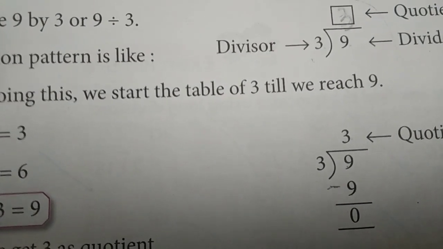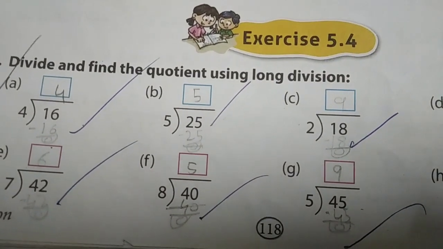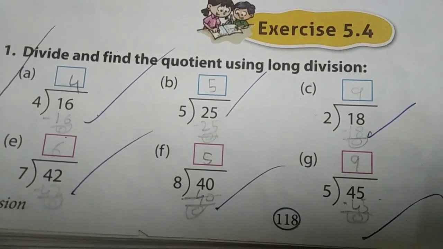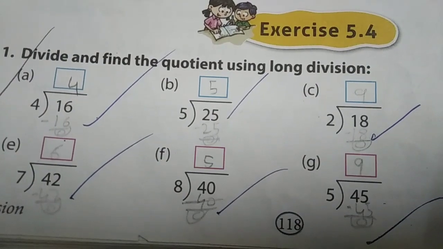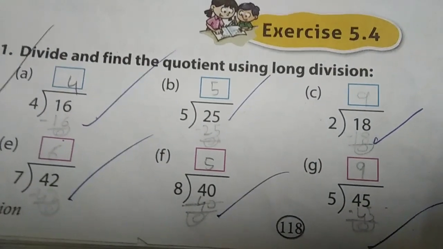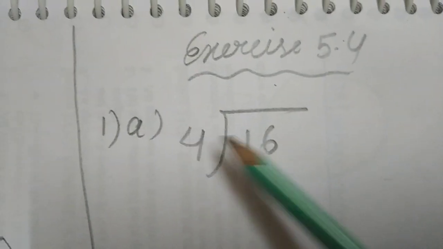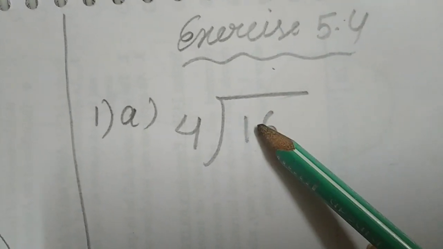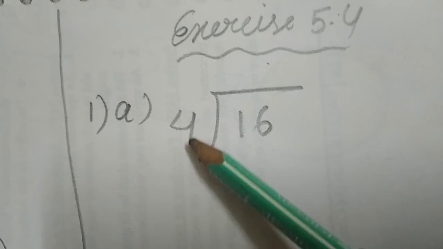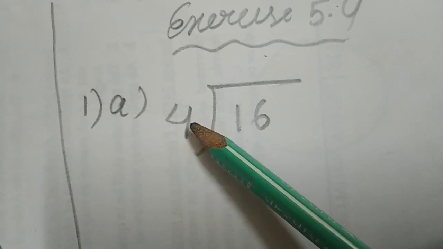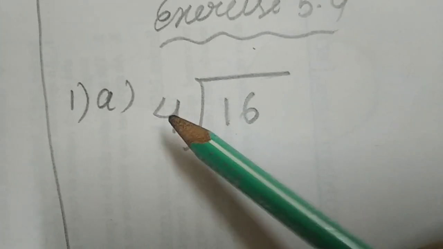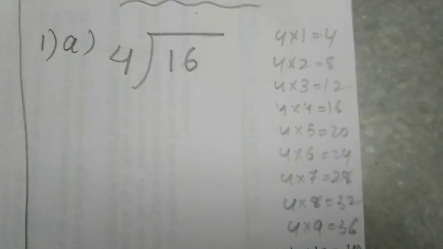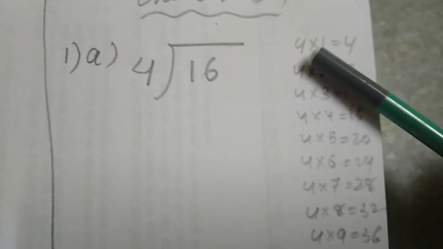Okay children? So let's do one example from exercise 5.4 first bit. So I'll be solving your A bit. So you can see here 16 is written in the middle. That means this is the dividend. Okay, 4. So 4 table you have to write, because you are going to divide by using 4. You have to write 4 table here. Now you can see here I have written the tables.